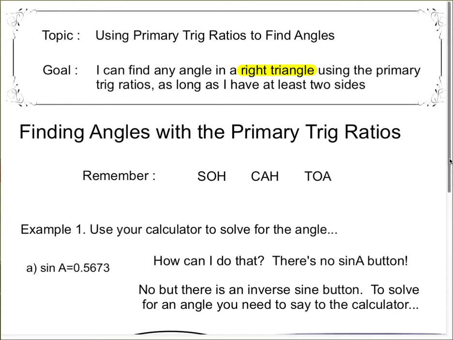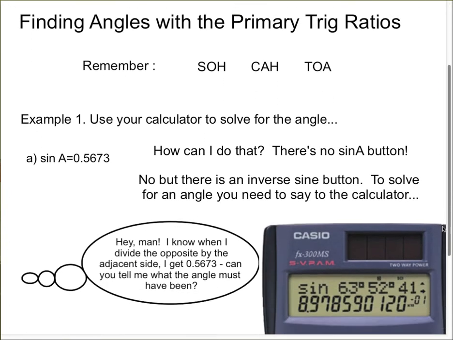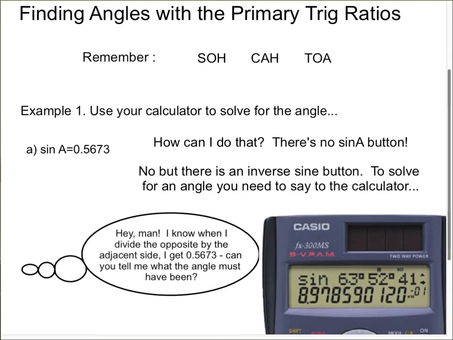So let's take a look. First of all, remember Sohcahtoa. That's pretty important too. I'm going to highlight Sohcahtoa. You don't have to, but I'm going to.